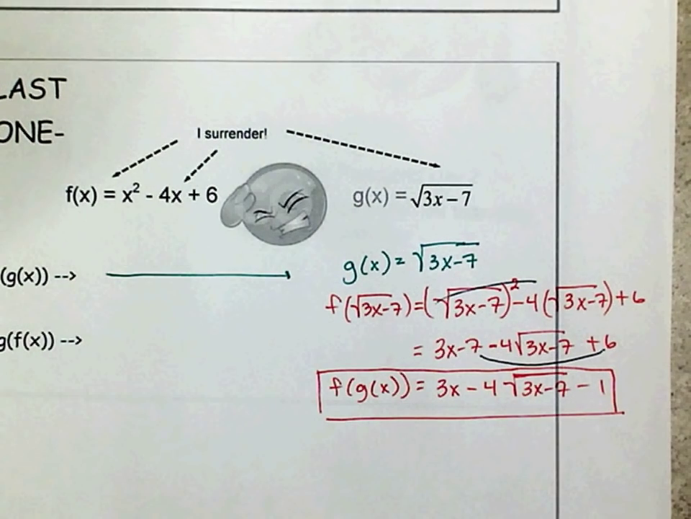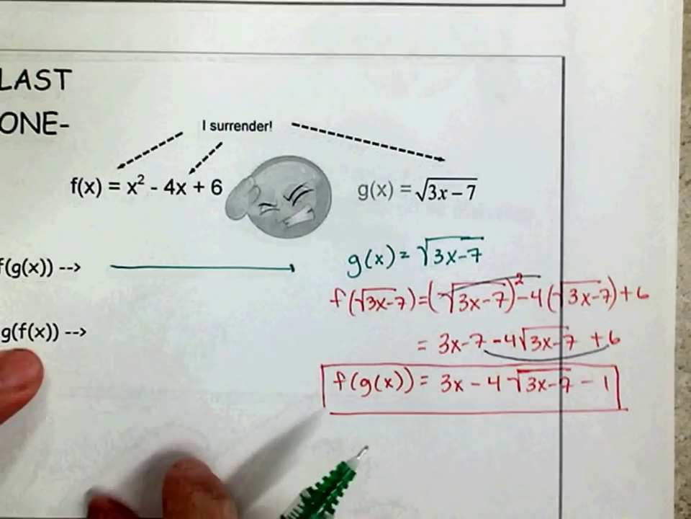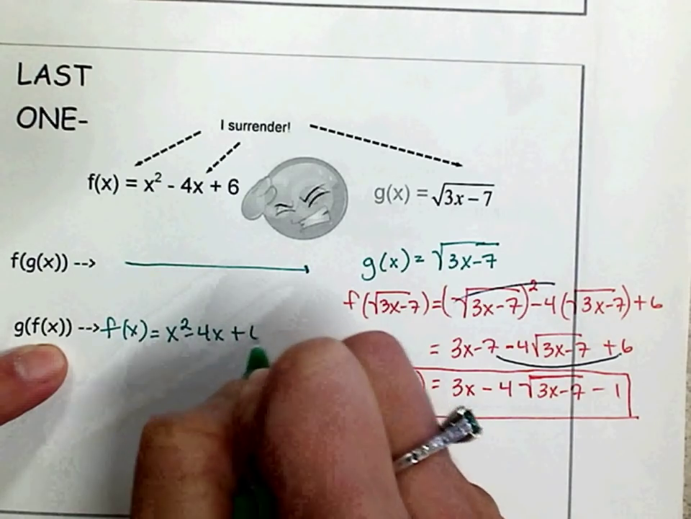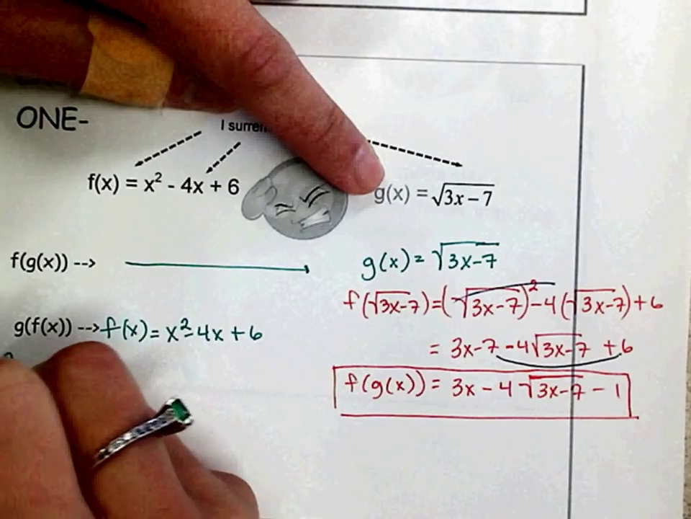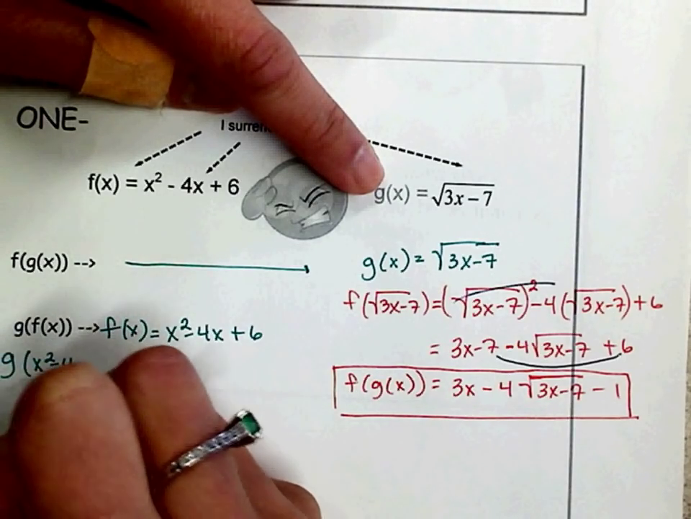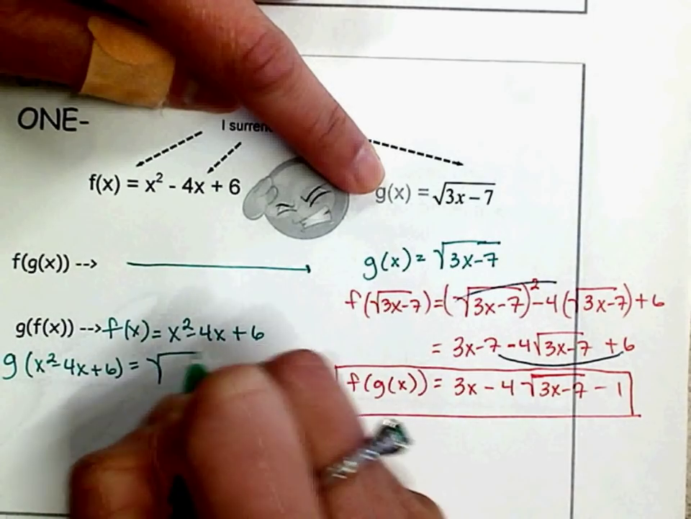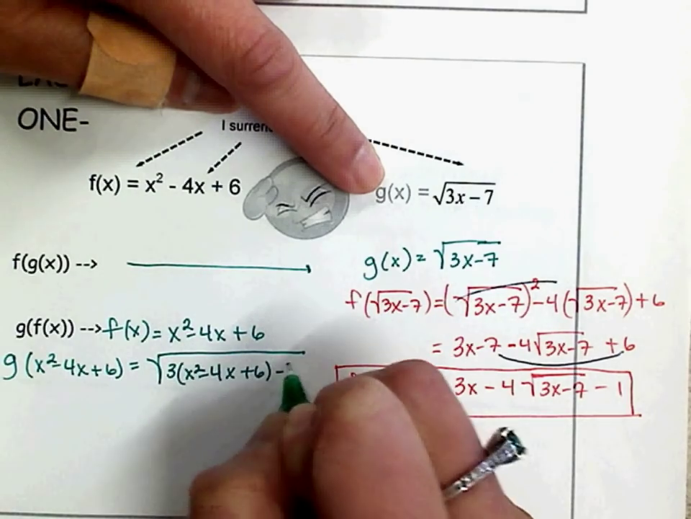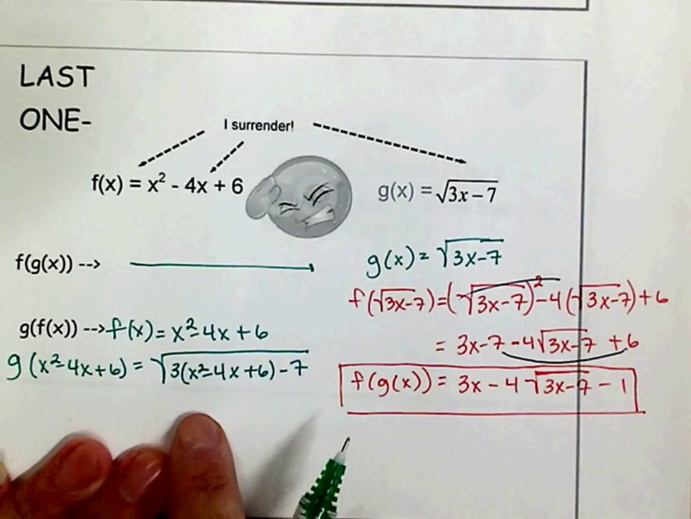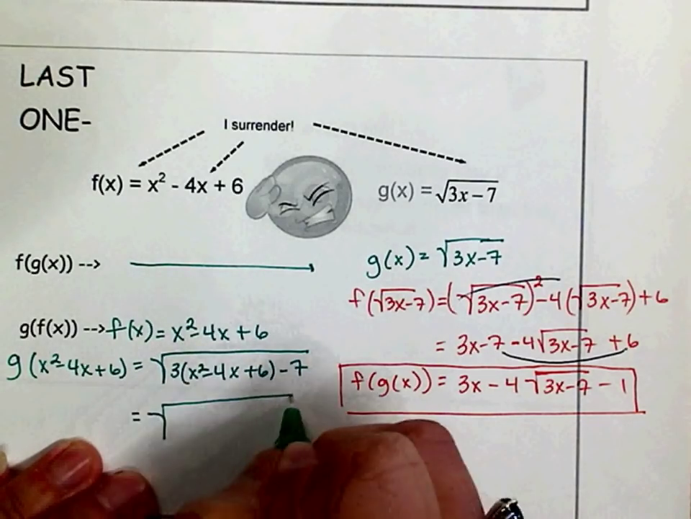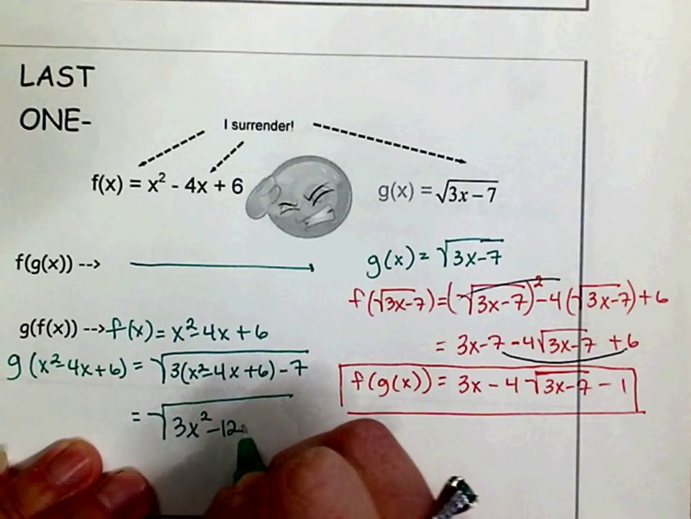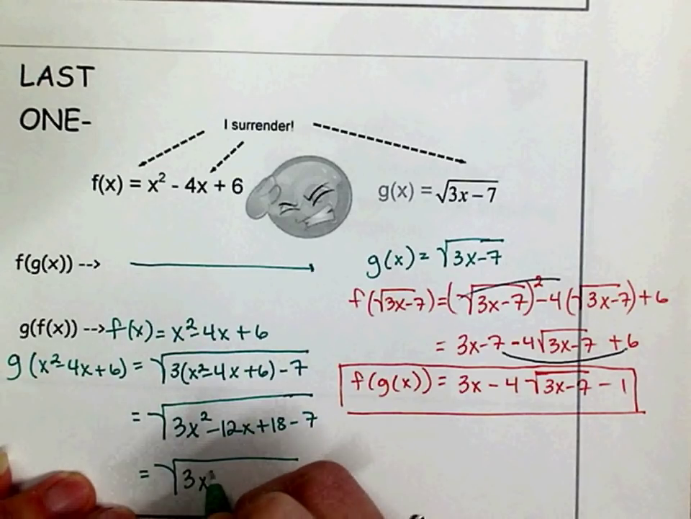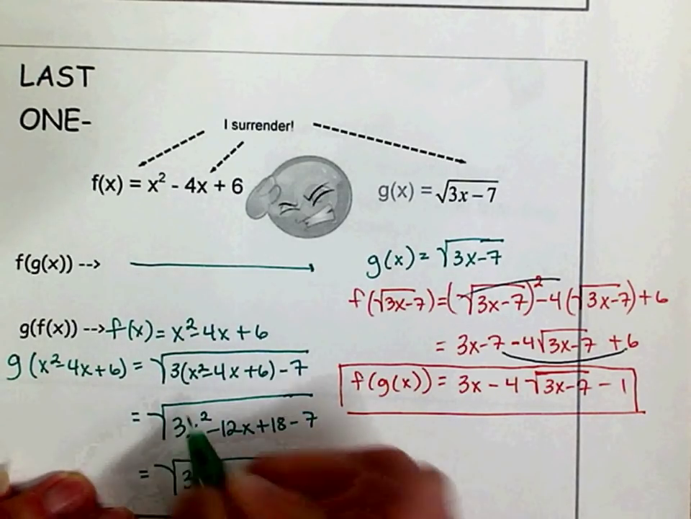Let's go to f of x. Let's go to that one. f of x is x squared minus 4x plus 6. And now I'm going to use my g. Square root of 3 times (x squared minus 4x plus 6). Bring down negative 7. All under the radical, stays under the radical. So 3x squared minus 12x plus 18 minus 7. Combine like terms, and there you have g of f of x.